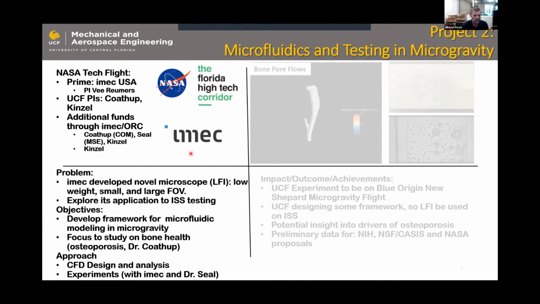The key reason that NASA originally funded this is this LFI microscope. It's a really small microscope that has a real broad range of field of view that's really ideal for testing on the International Space Station. So some of the underlying things we want to do is how do we develop this microscope so we can understand microfluidics and design tests that can go up on the space station. And we're doing this in the context of studying bone health.